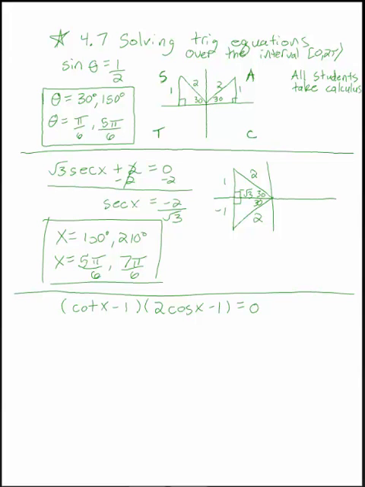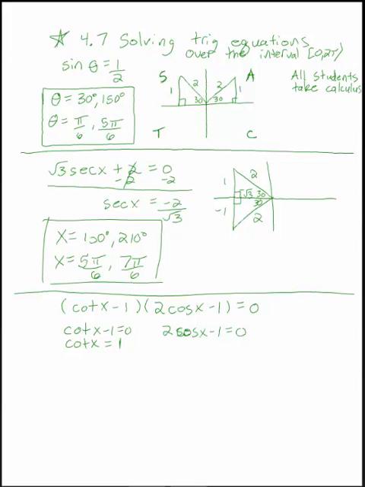So I'm going to set each of the factors equal to 0 and solve each of those equations independently. Because if either of the factors here is 0, then the whole left side will be 0. So I need to solve cotan x minus 1 equals 0, and 2 cosine x minus 1 equals 0. Okay, so I'll solve the cotangent equation first. Just move that 1 to the other side so the cotangent function is isolated. So it's cotangent of x equals 1.